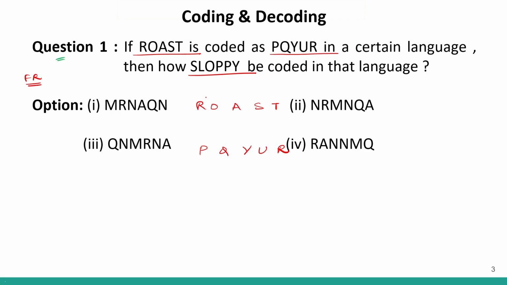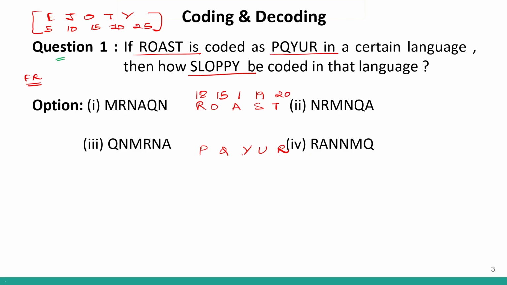If I give them forward ranks, do you remember the shortcut to remember forward ranks? It was AJOTY. E was 5, J is 10, O is 15, T is 20, and Y is 25. So AJOTY was a shortcut that you can remember in order to remember forward ranks. So R is 18, O is 15, A is 1, S is 19, and T is 20. These are the forward ranks.